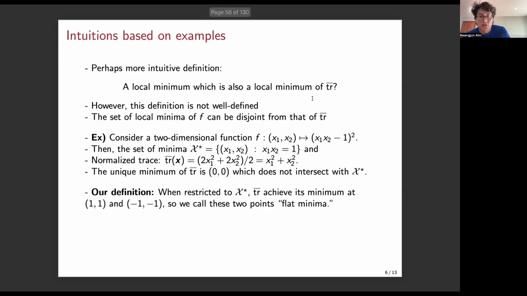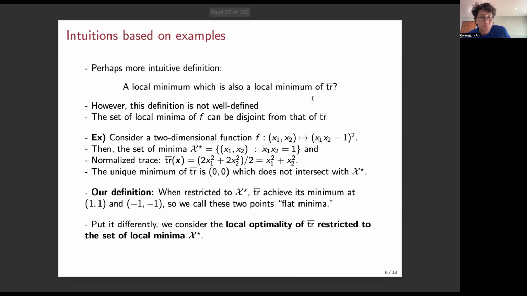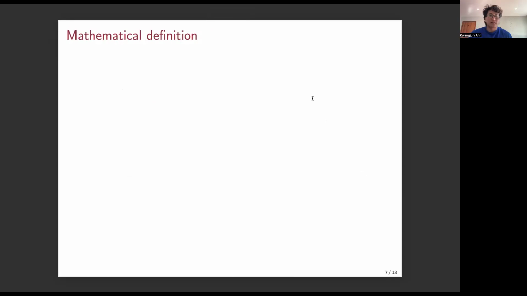So instead, our definition considers, when restricted to the set of local minima x star, the normalized trace value achieves its minimum at (1, 1) and (-1, -1). So we call these two points flat minima. Put differently, we consider the local optimality of the trace value restricted to the set of the local minima x star. Right. So let's make this a more formal mathematical definition.